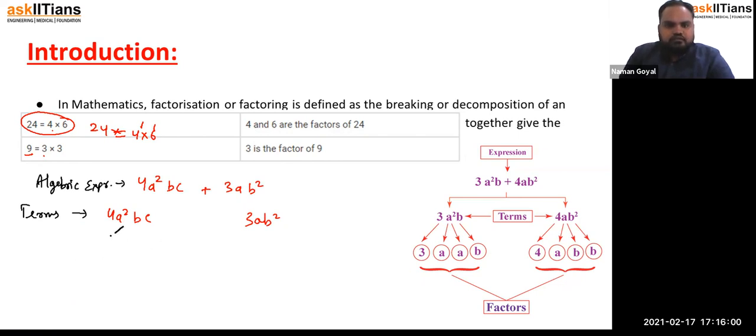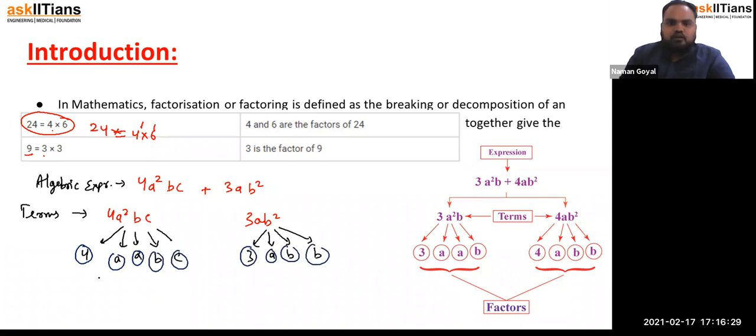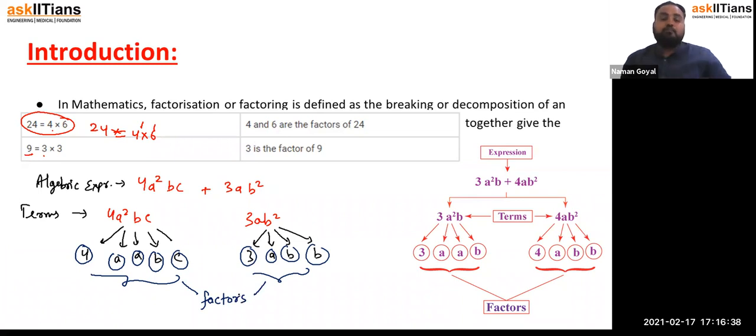If I write this one separately, we can write it as 4, a, a, b and c. Similarly, we can write the other one as 3, a, b and b. These numbers and variables, 4, a, b, c and 3, a, b, b, are combinedly known as factors. The simplified form is known as factor.